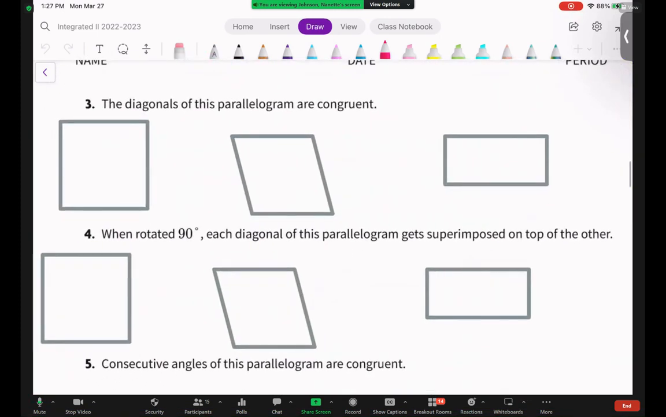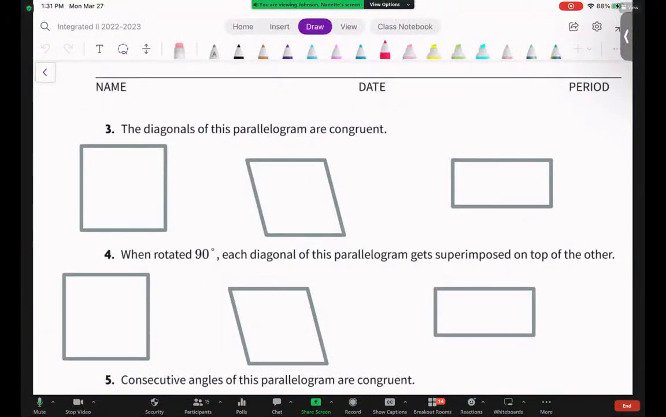Diagonals of a parallelogram are congruent. First draw them in and see if you guys can get it. Okay. Go ahead and do that. If you look at the diagonals, I can actually prove that the square's are congruent. So for the person who said square, awesome job. Yes, you're right. I can measure that.